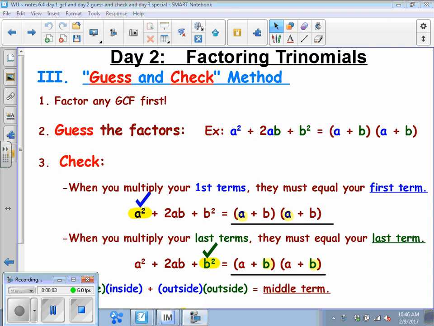Okay, so today we're going to factor trinomials. That's how many terms? Three terms. Okay? We're going to factor trinomials. Every single factoring method, you always want to check for a greatest common factor first. If it has a greatest common factor, you need to factor that out first before you do grouping or any other method. Take out your greatest common factor first.